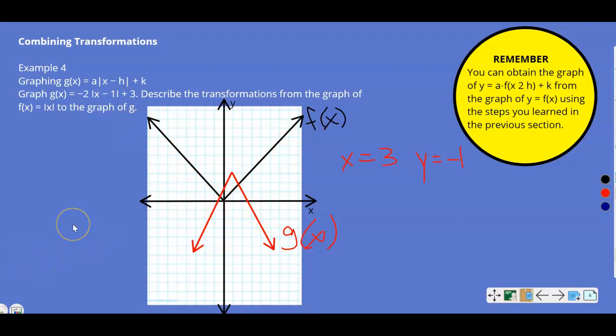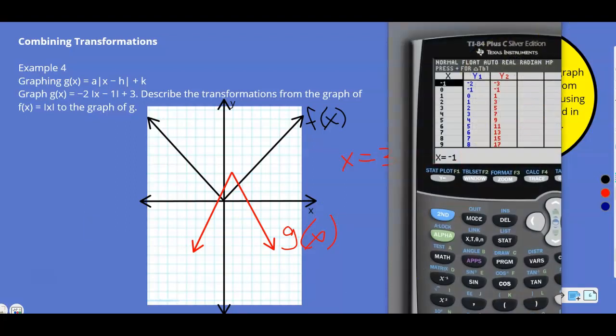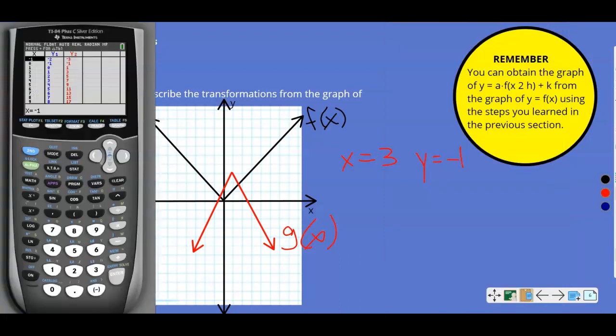All right. That is all for graphing absolute value functions. Again, if you want to use your calculator to check yourself, you can always type this in and graph it. It's a good thing to look at this just to make sure that you did everything correctly.